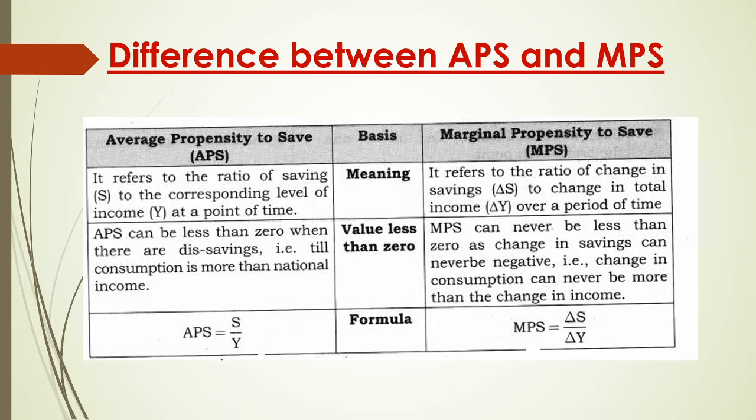Next is on the basis of formula. The formula for APS is equal to capital S by capital Y, and the formula for MPS is equal to change in S by change in Y, del S by del Y. So this is all about the difference between APS and MPS. So students, keep in mind and go through all that we have discussed. In our next class, we will be starting with the relationship between APC and APS, and also MPC and MPS.